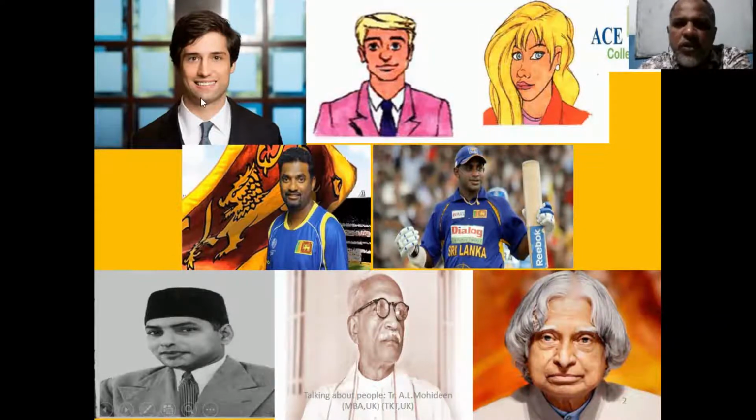3 people are on the top, who are foreigners. The people who are in the middle are cricketers. The people who are in the bottom are politicians. So now you have a total of 8 people. Now we are going to talk about them.